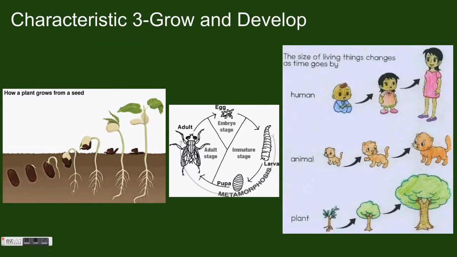Characteristic 3 is that living things grow and develop throughout their lifetimes. Living things either appear differently or are structurally different from the moment they begin life to when it ends. Whether it's a human, an insect, or a plant, changes occur throughout the lifetime of a living thing.